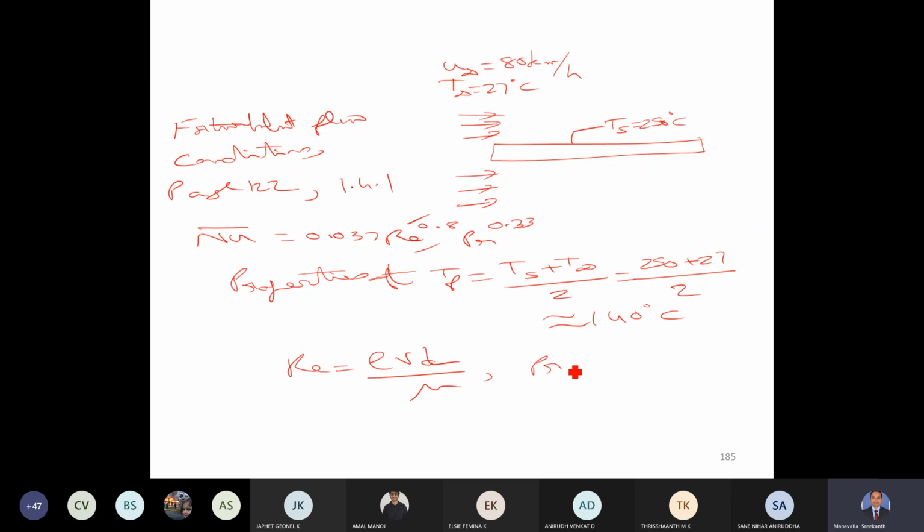Prandtl number you can look up again in the table and you will find it close to 0.7. You can safely assume that. So once you do that, you will get the Nusselt number. Nusselt number is average heat transfer coefficient multiplied by L divided by K. So from this, find out the value of h is equal to Nusselt multiplied by K divided by L. And once you have h, you can find out the value of Q. Q is h A delta T.